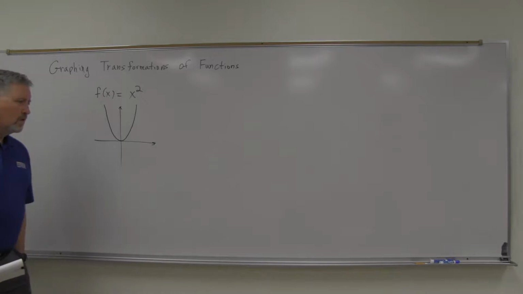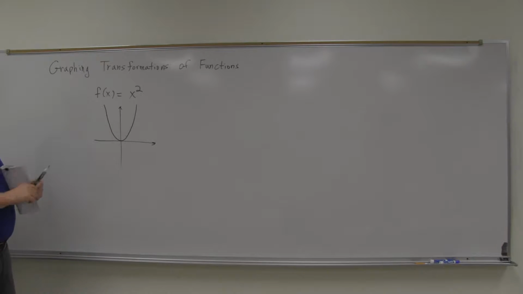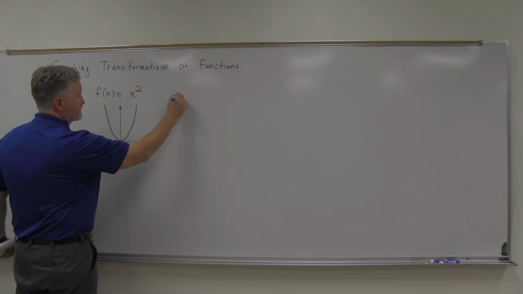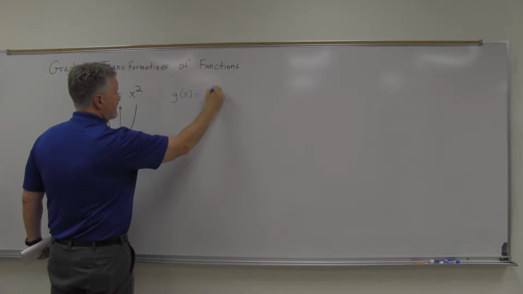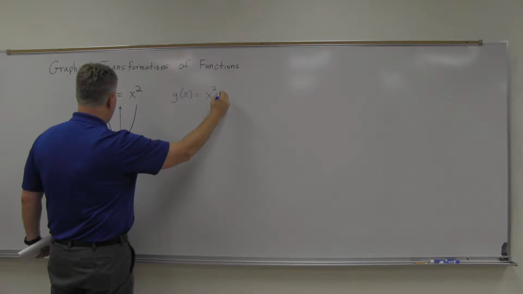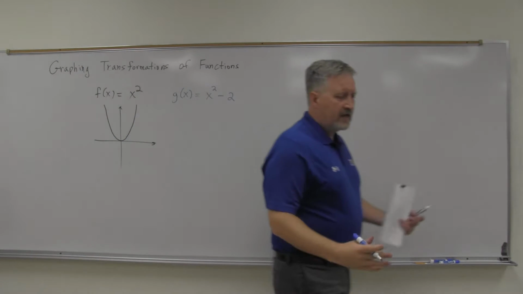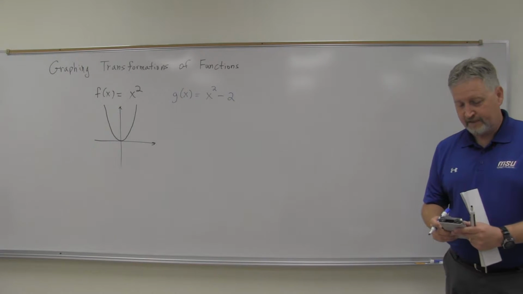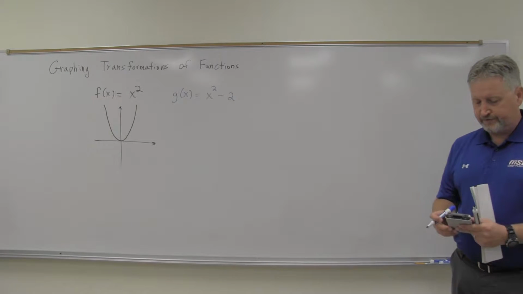And so what I'd like to look at is a second function here, and we'll graph it on the same thing. I'm going to use the graphing calculator here. If I graph, let's call it g of x equals x squared minus 2. You may know what happens there, but let's just see. So we've got x squared, and then we're going to do x squared minus 2.